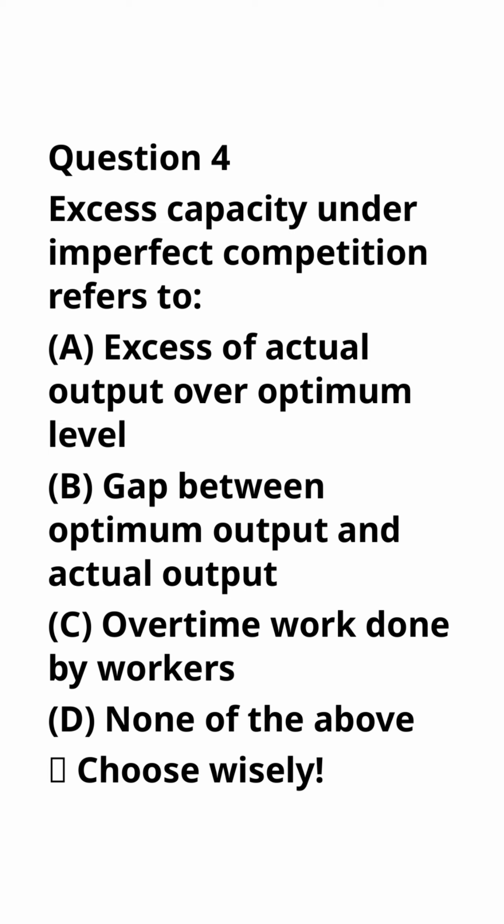Think of it this way: the optimal level of production is where costs are minimized and efficiency is maximized. However, due to market imperfections, firms often produce less than this optimum, leading to excess capacity. This concept is important because it highlights inefficiencies in markets with imperfect competition. Firms aren't utilizing all their resources fully, which can lead to higher prices for consumers and less overall economic efficiency.